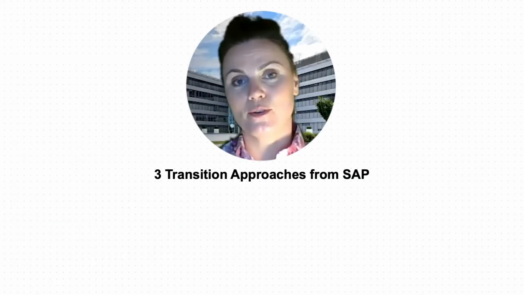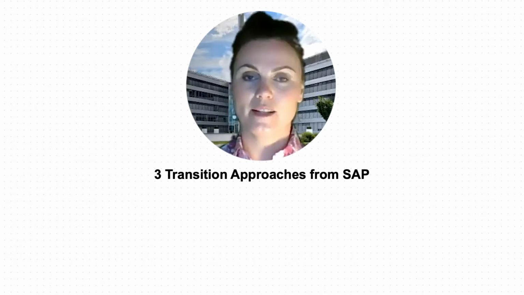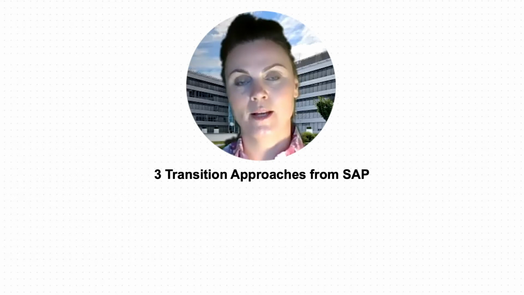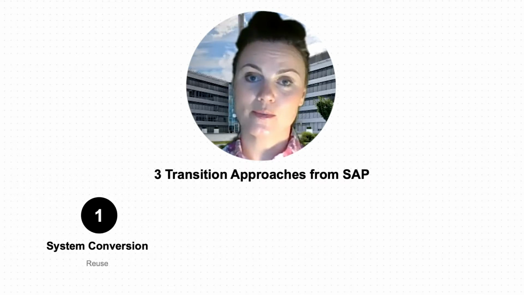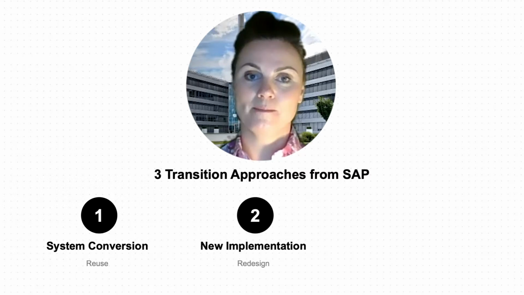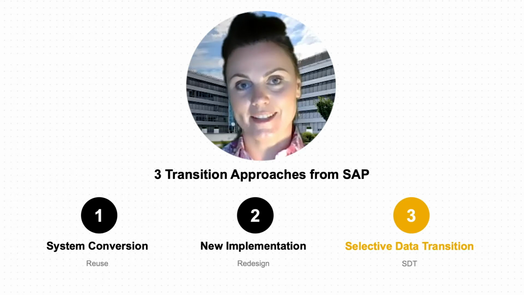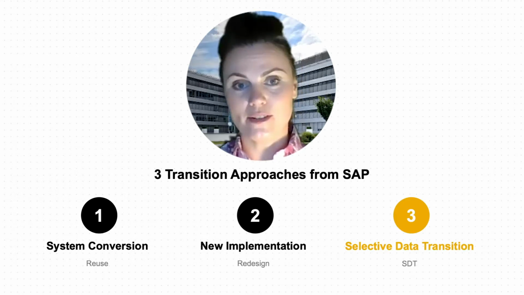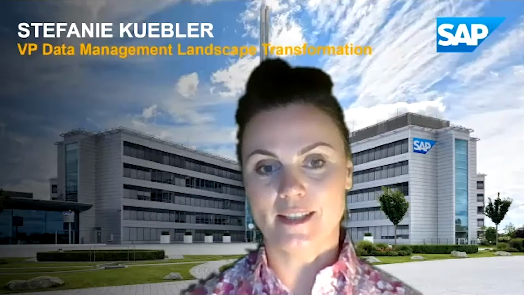When we consider, though, how customers get from their current landscape to SAP S/4HANA, there are three transition approaches that SAP offers. One is system conversion. You could also say that's the reuse. The other one is new implementation. You could say that's the redesign. And the third one is selective data transition, or SDT in short. That's the context of our conversation today. It's all going to be about selective data transition, SDT.